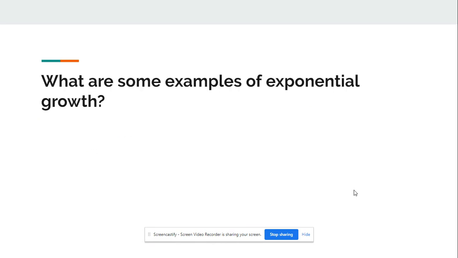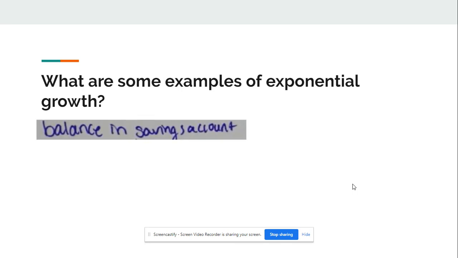Some examples where you may see exponential growth are the balance in a savings account. If you invest money over time, you will see exponential growth, or the amount of money in your savings account increase. Another example that's certainly prevalent in the world right now is a virus spreading. Right now it's COVID-19, but this would apply for any germ or bacteria.